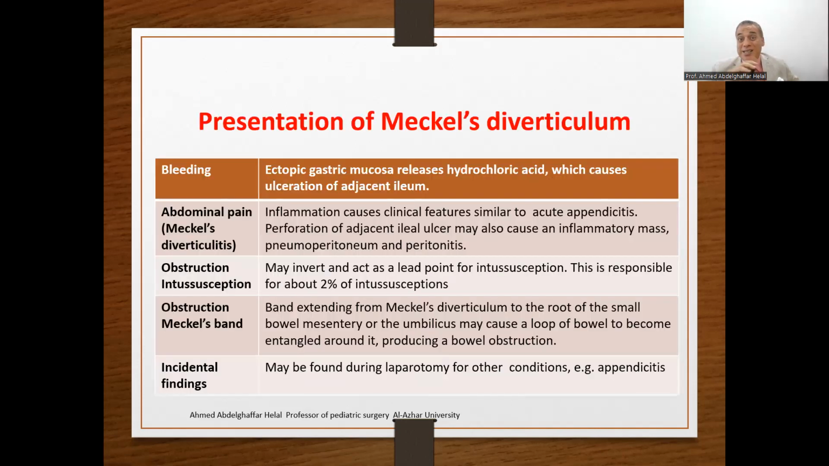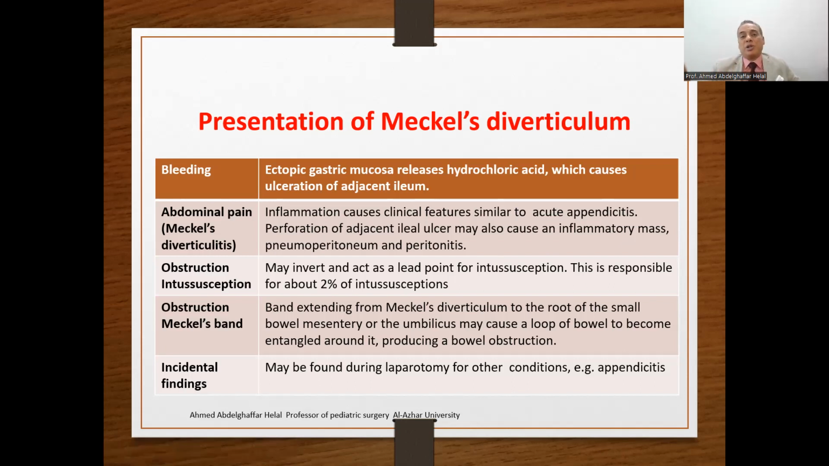So this table summarizes the presentation. Maybe bleeding: ectopic gastric mucosa secretes hydrochloric acid, which causes ulceration of the adjacent ileum. True. Abdominal pain: Meckel diverticulitis inflammation causes a clinical feature similar to acute appendicitis. Perforation of the adjacent ileal ulcer may present as an inflammatory mass with pneumoperitoneum and peritonitis.